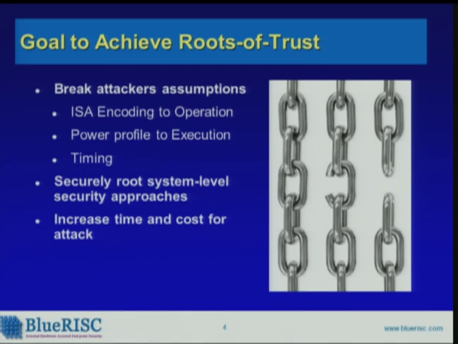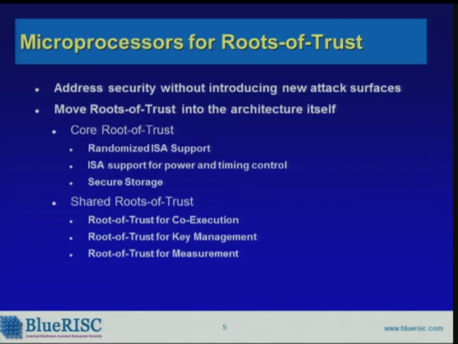Once we can build these into our core, as I'll show we do, we can then use this as a root of trust for the system as a whole, and we can transfer that trust to other components that are running in the system with the ultimate goal of increasing the time and cost of an attack to the point where it's no longer feasible. So how do we do this? Well, we propose and have moved the roots of trust into the processor architecture itself. So we've developed a TrustGuard family of processors that have all of the roots of trust built into them that I'll be discussing today.